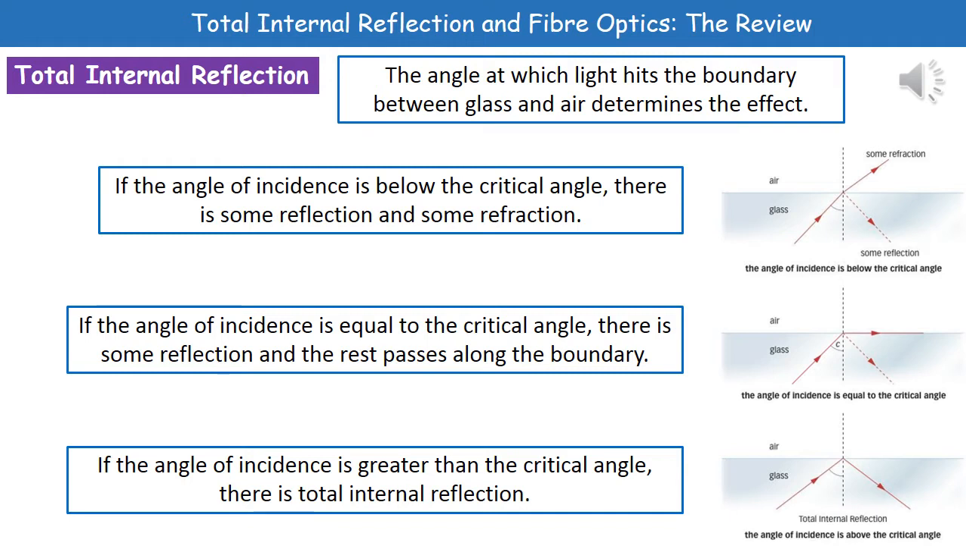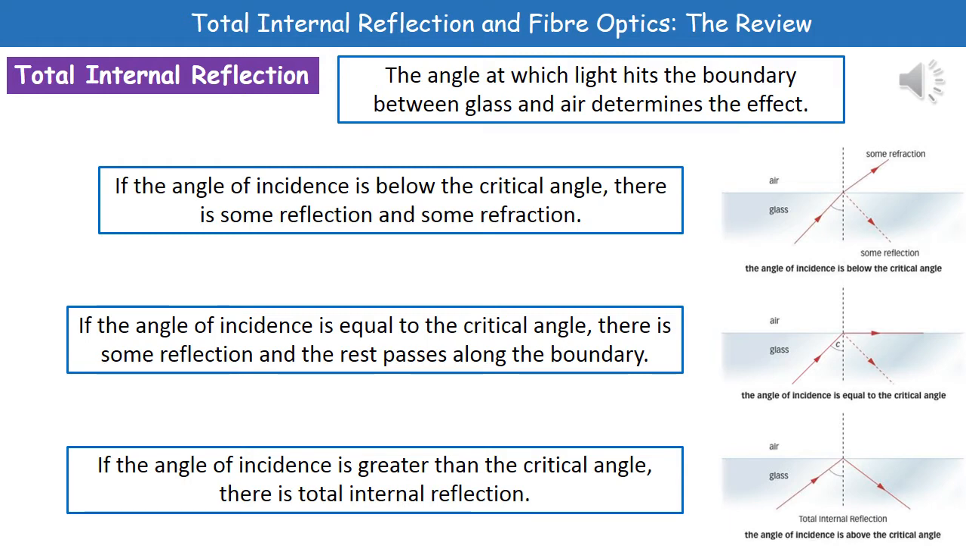In the top diagram, the angle of incidence is less than the critical angle. If our ray of light hits that boundary between glass and air below the critical angle, then we find there's some reflection and some refraction occurring. In the middle diagram, the angle of incidence is equal to the critical angle, so we still have some reflection occurring, and the rest of that wave is directed along the boundary.